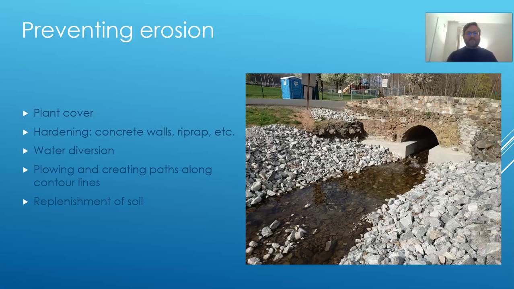We can also try to divert water. So if we have water flowing across an area of land that is likely to cause erosion, we can try to divert that water. We can shift that water somewhere else. We can break up its flow. We can slow its flow down so that it has less energy to engage in erosion there.